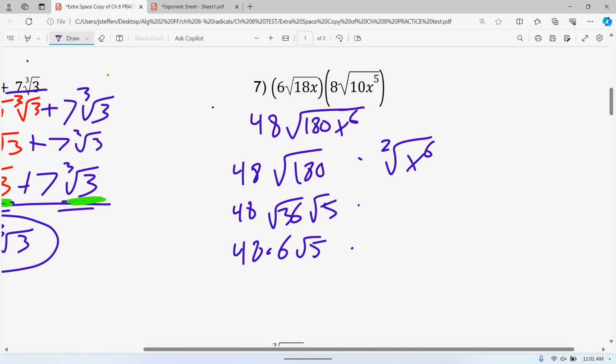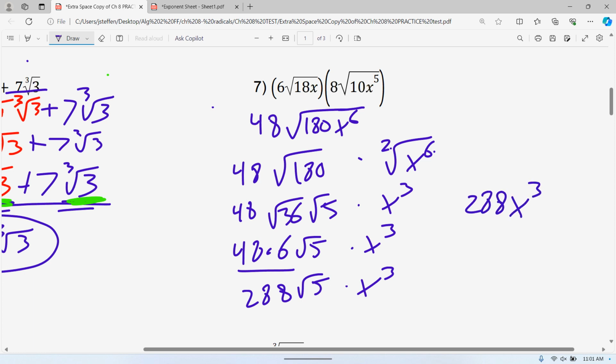Multiplying it by the square root of 6, but we can divide. 6 divided by 2 is 3, so that's just x to the third. Multiply 48 times 6 together. That gives you a pretty big number, but that's okay. And last but not least, again, everything that's not inside a radical goes together. Everything that is inside of a radical goes together inside the same radical.